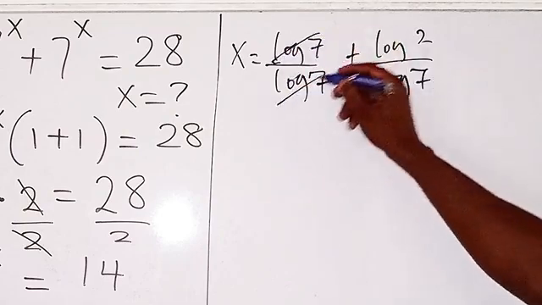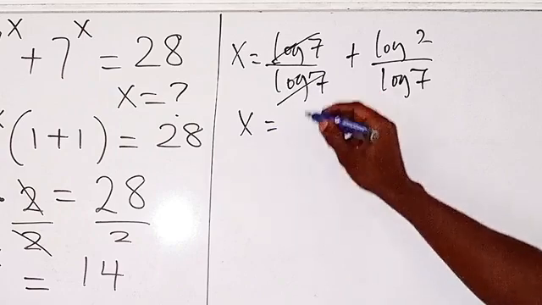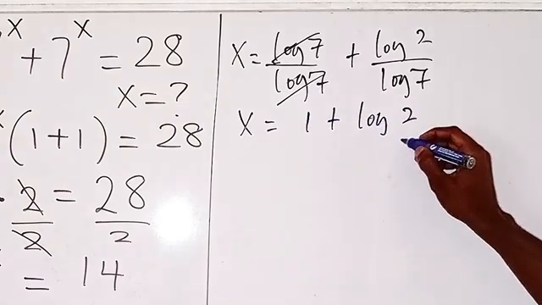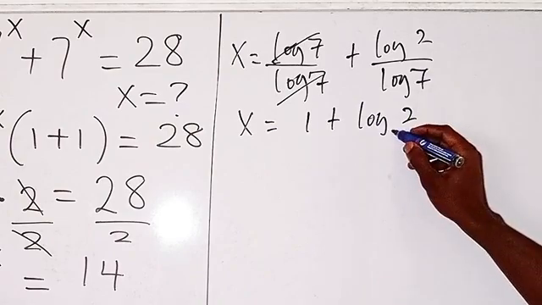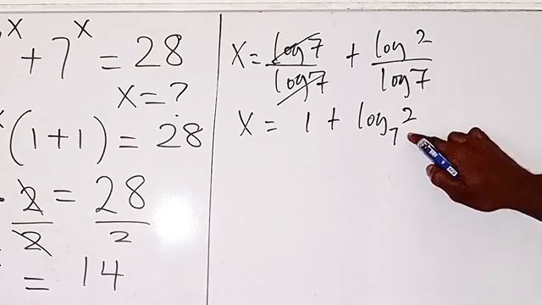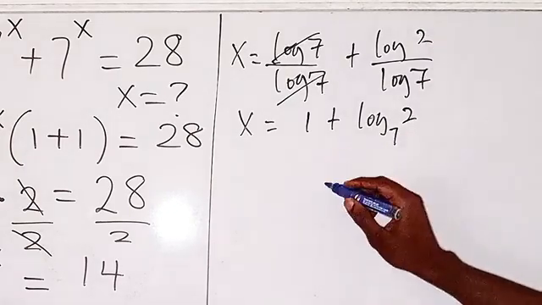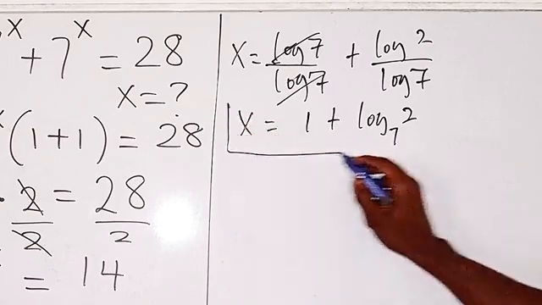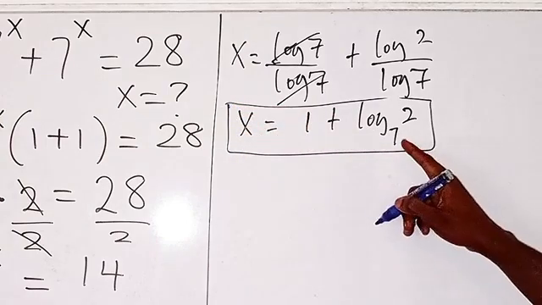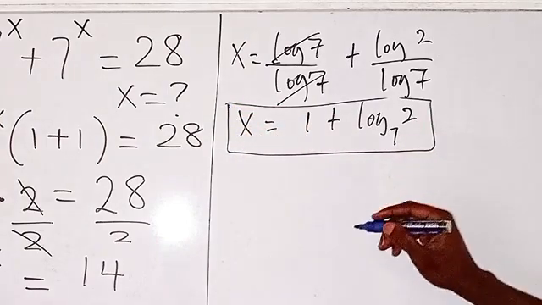So this cancels this, we have x to be 1 plus log 2, and we can have this base to be 7. You understand? Because we can write this like this, we have the solution. So the solution is x equals 1 plus log base 7 of 2.